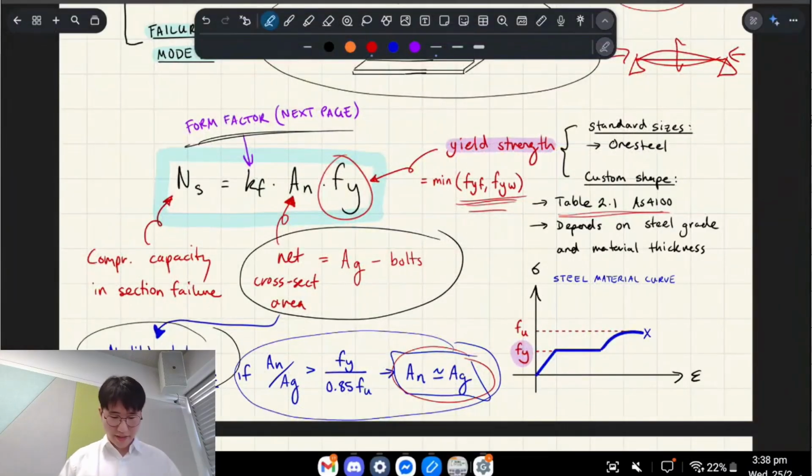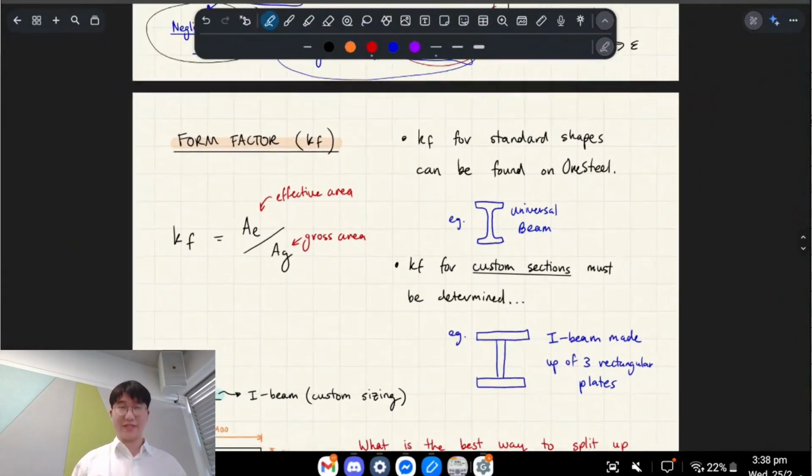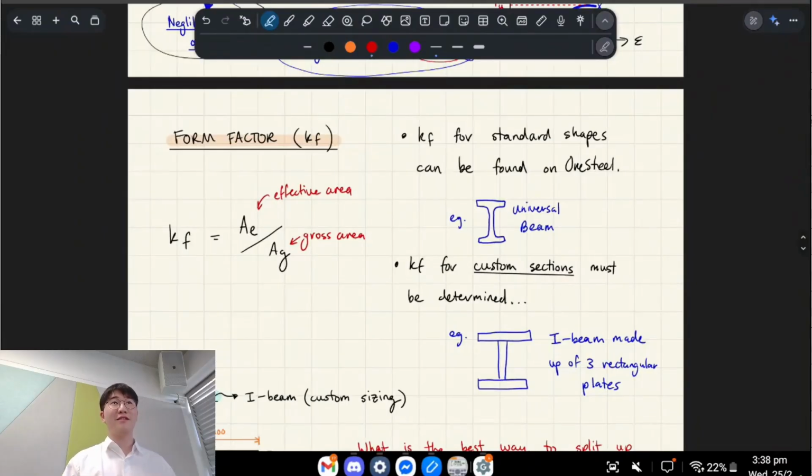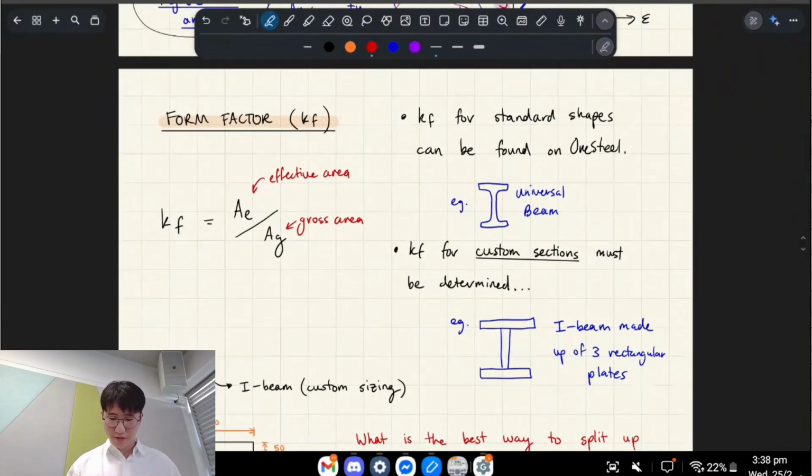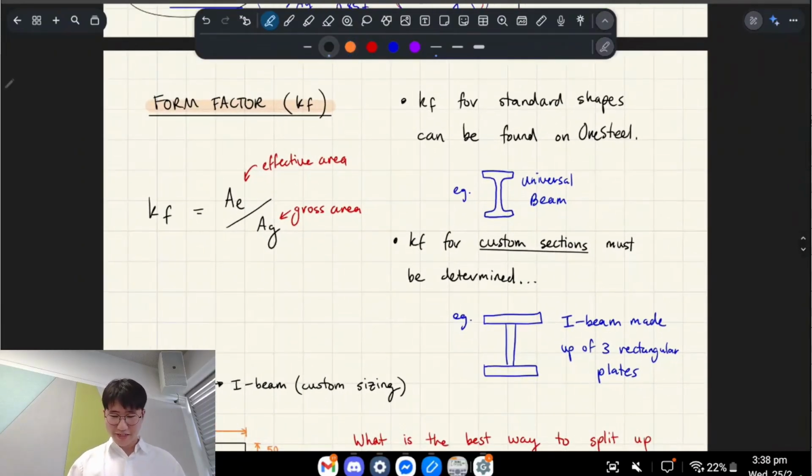But where it gets complicated is if you have to calculate this section yourself, right? So if it's not in the OneSteel catalog. You know how I said the OneSteel catalog has a bunch of standard products, similar to Legos, and how Legos come in standard sizes, right? What if you wanted to make your own Legos, with unique shapes and sizes? Then you have to recalculate this value, KF. And it gets really painful.